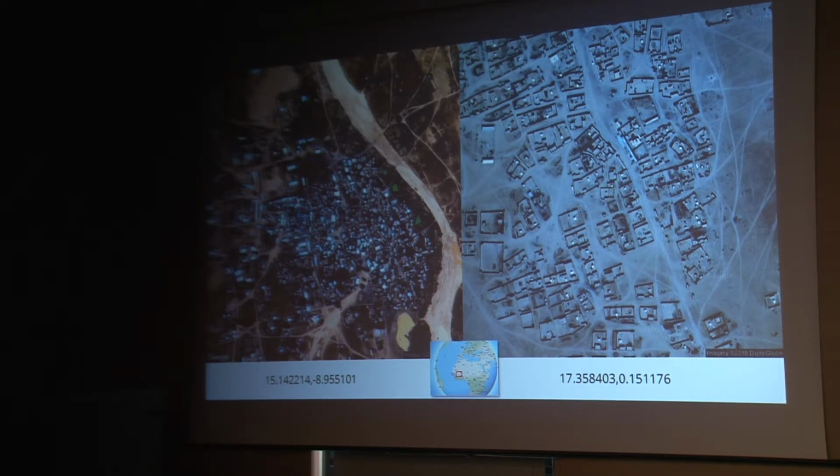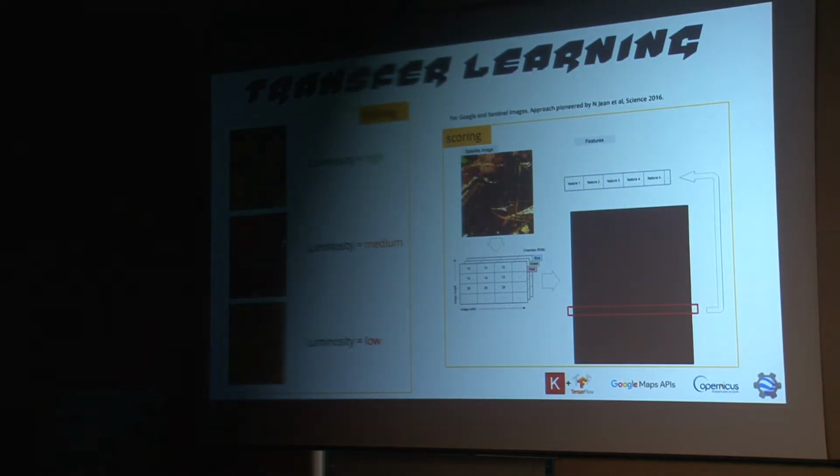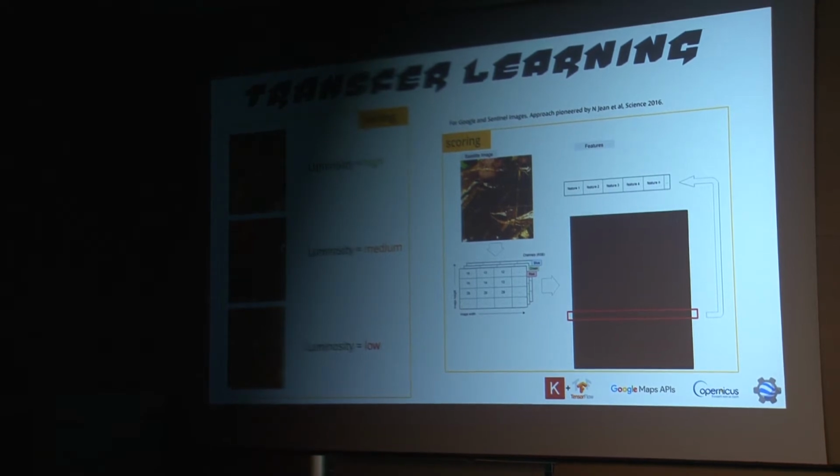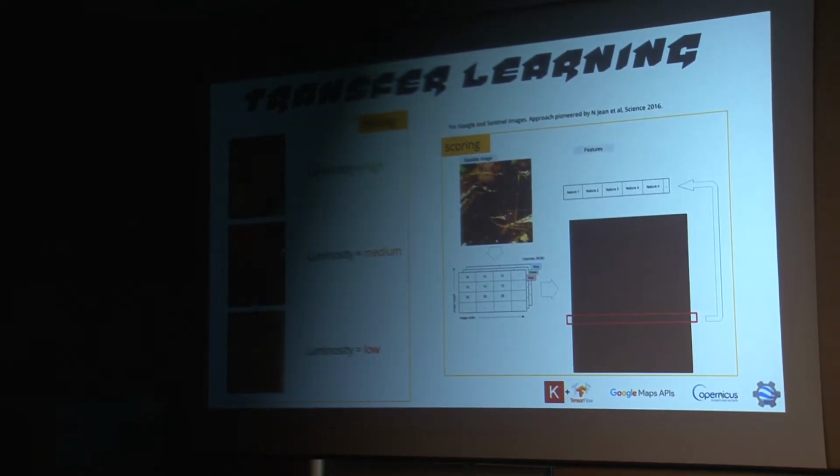So we want to extract features from satellite images that link with the poverty or the food security situation of the inhabited place. To do this, we do what we call transfer learning. That approach was introduced in the paper I showed before from Science.